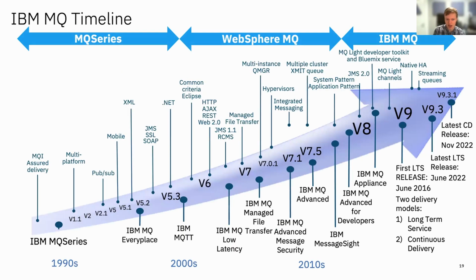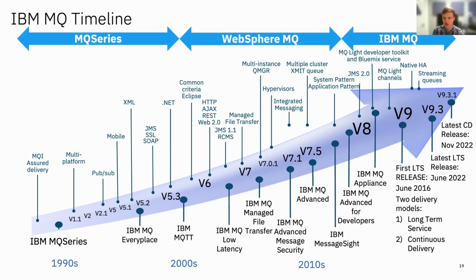So MQ has been around for a number of years now. It started off in the early 90s as MQ Series and was WebSphere MQ for a while, and is now IBM MQ. So despite being a mature product, as you can see, features have been added quite frequently in order to keep up with industry trends. In recent years, we've added container support, we've added more high availability features, and always tried to keep up with the market as much as possible.